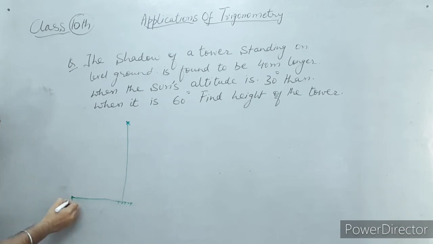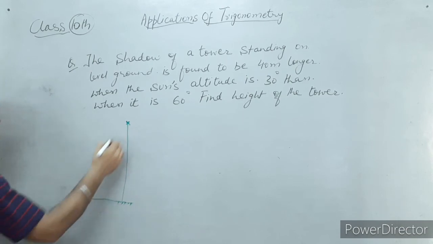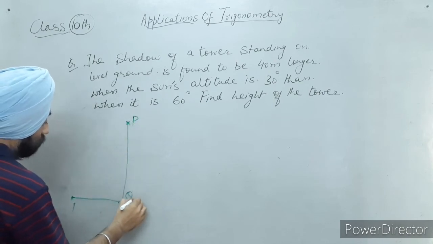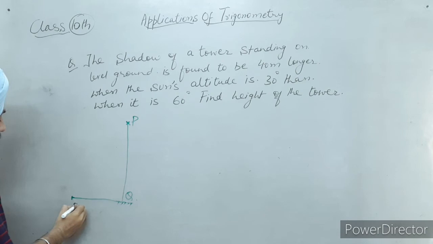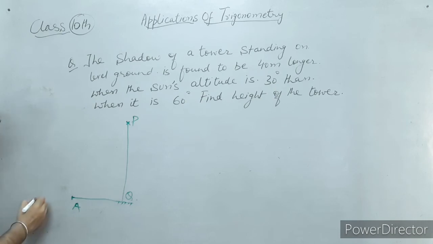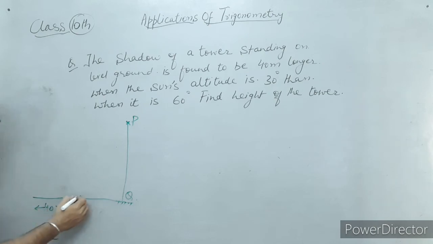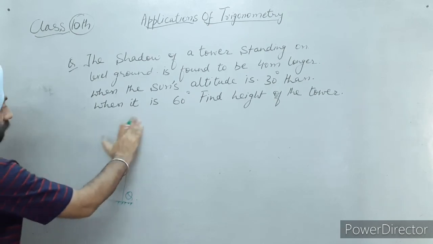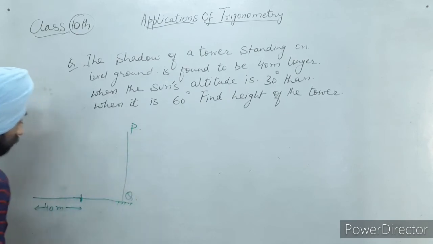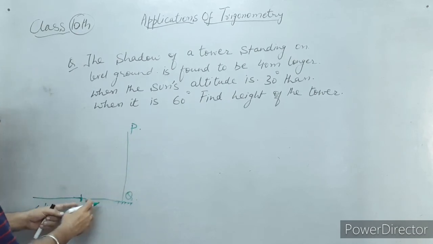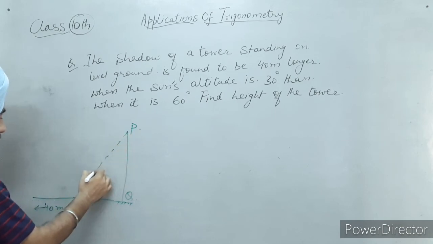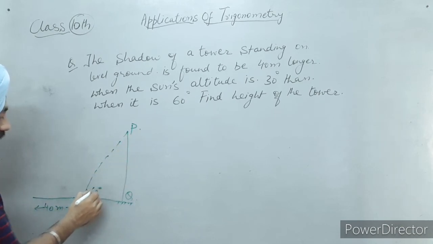Now let it be, initially its shadow be this. This is, say, P, Q is the tower. Rather, let this point be A. Now 40 meter longer, let A point be somewhere here. This shadow becomes 40 meter longer. This was the initial shadow, right? Let me draw it a bit smaller. This was the shadow initially. Now the shadow when it was 60 degrees, right?